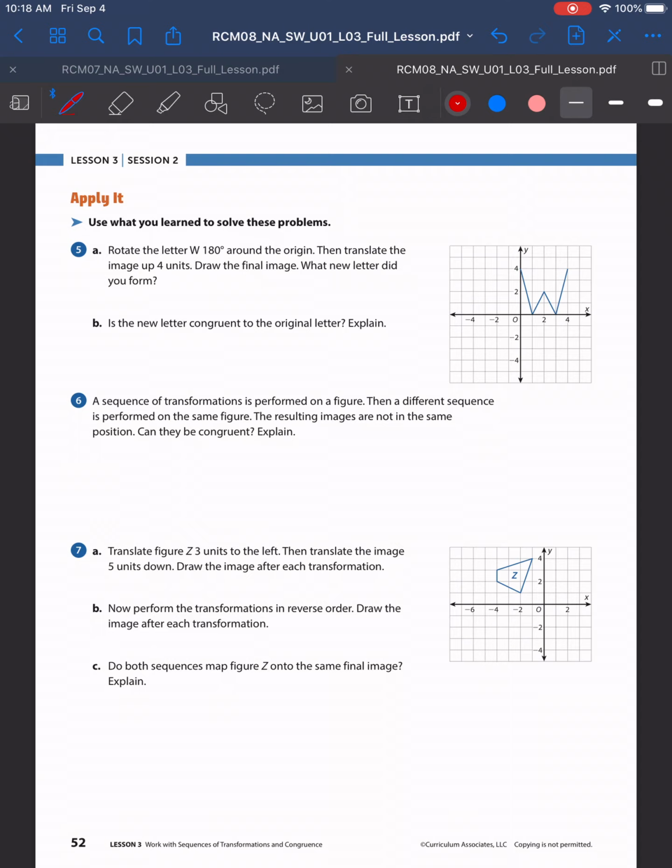Rotate the letter W 180 degrees around the origin and then translate the image 4 units up. Draw the final image. What new letter did you form? Okay, so if it's going to rotate 180 degrees, it's going to end up in this quadrant. I know that because it's the opposite side and that's a straight line, right?